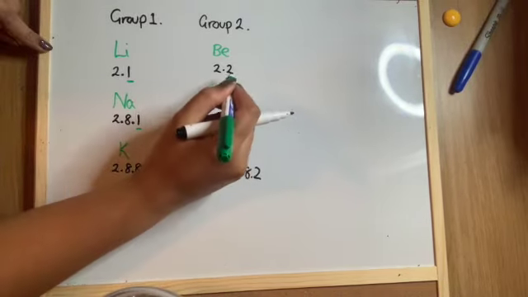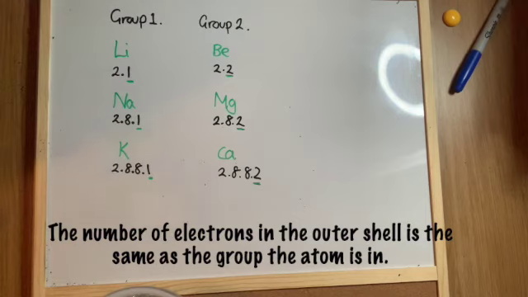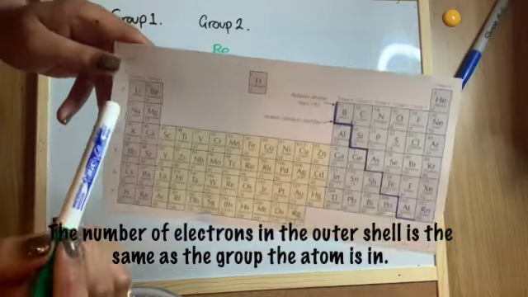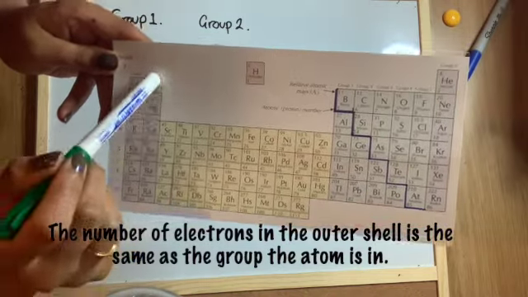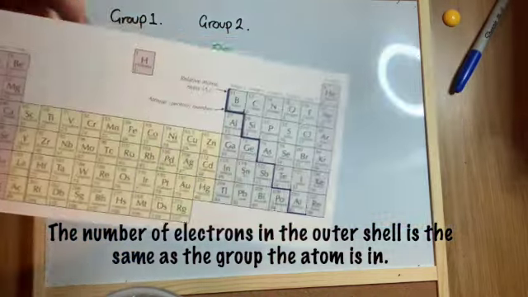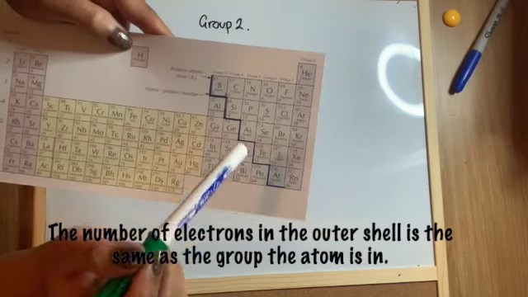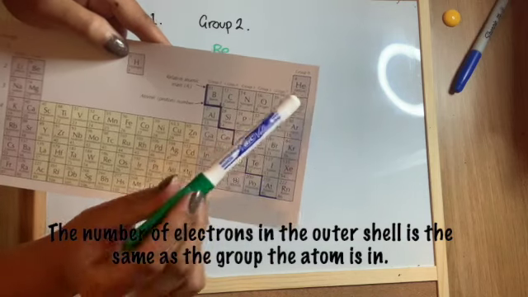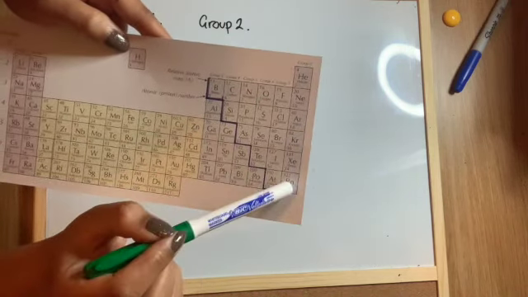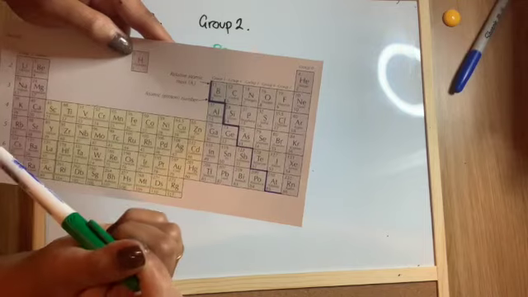Again, it's in group 2, 2 electrons in the outermost shell. And that works for all of the groups. Everything in group 1 has one electron on the outside electron shell. Anything in group 2 has two electrons on the outside electron shell. Anything in group 3 has 3. Group 4, 4. Group 5, 5 electrons on the outside. Group 6, 6 electrons on the outside. Group 7, 7 electrons on the outside. And group 0 has a full outside electron shell. So helium's full with 2 electrons, and then all the others will have 8 on the outer electron shell.